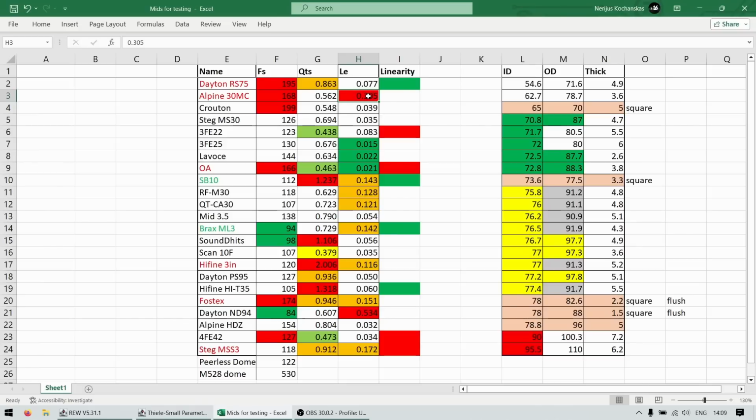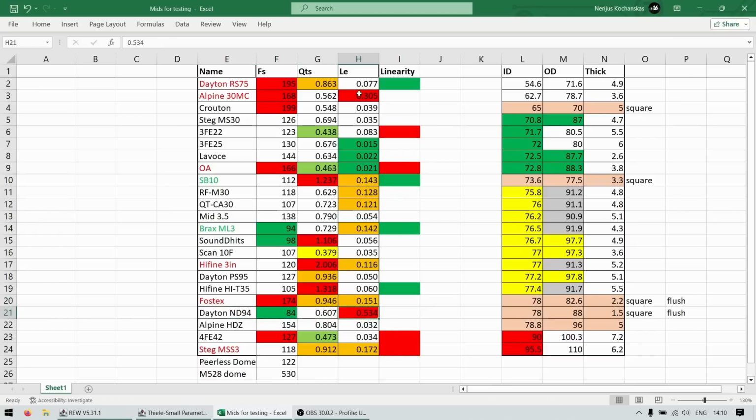It does have a roll off at the top end. So this is the highest inductance. Now the other one is this one, Dayton ND94, which has an LE of 0.5, which is very high as well, because 0.5 is the inductance that SQ, like very, very high quality subwoofers have. So yeah, it is kind of a mini subwoofer, very low FS and very high LE.